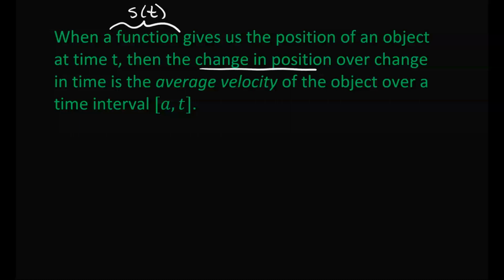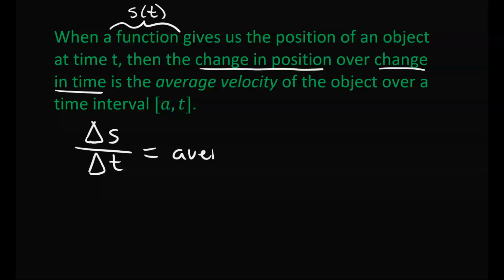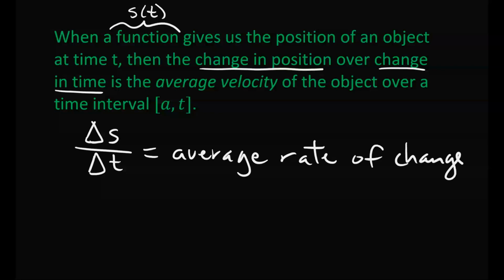Then the change in position over the change in time, so that's delta s over delta t. In general, this quantity represents the average rate of change of the function: the change in the output over the change in the input, the average rate of change. And when that function is position and the input is time, then that can be interpreted as average velocity.